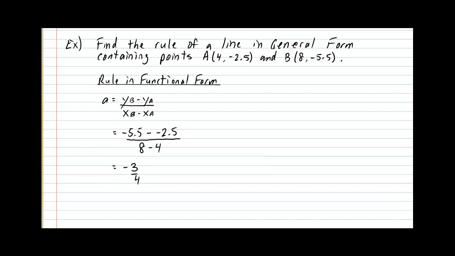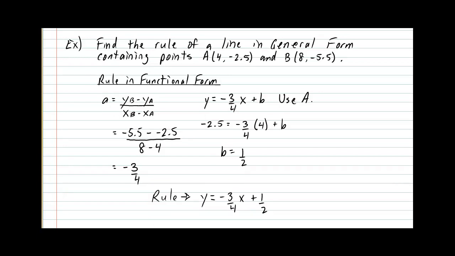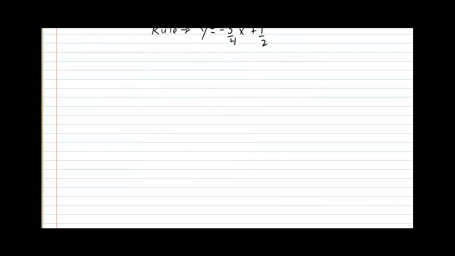Continuing with our work, I'm going to use the x and y values from point A to determine my initial value. If done properly, you should get an initial value equal to 1 over 2. That gives us a final complete rule in functional form of y is equal to negative 3 over 4 x plus 1 over 2. With the rule of the line in functional form, we can then convert it to general form.